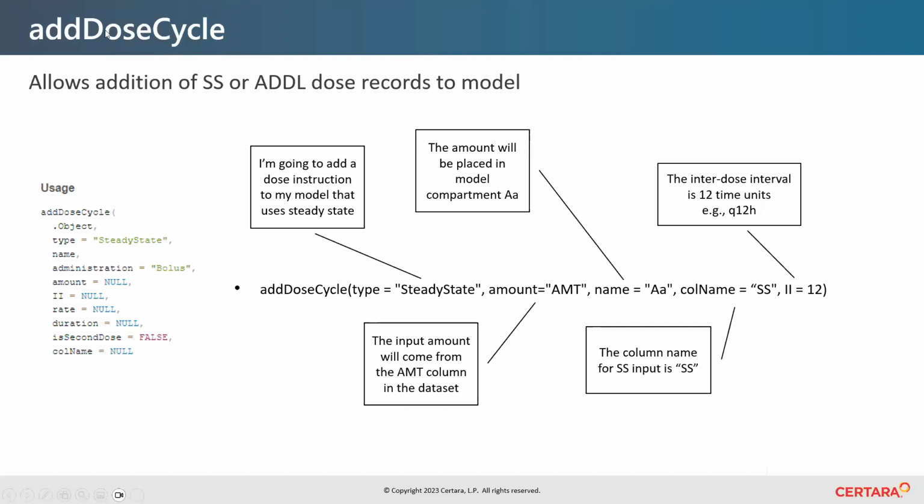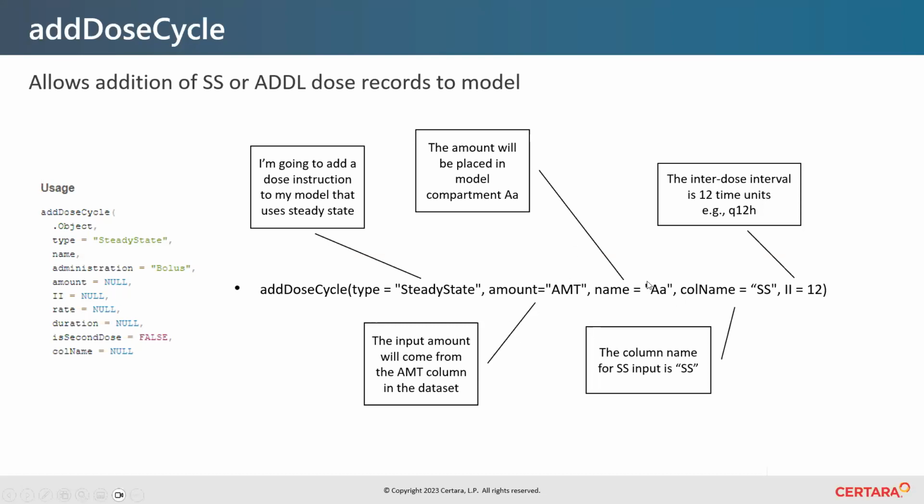But again, if we take a closer look at what this function is doing, add dose cycle: we specify a type, steady state, and that's saying, okay, I'm going to add a dose instruction to my model that uses steady state. The input amount for this simulation is going to come from my amount column. Now, the cool thing is that you could specify a value here. My amount in my data set is 5,000. I could put 10,000 here as a number, and then I'd get a steady state profile for a dose of 10,000. So you can either map or use numbers in this command, which demonstrates, again, the flexibility of the language.